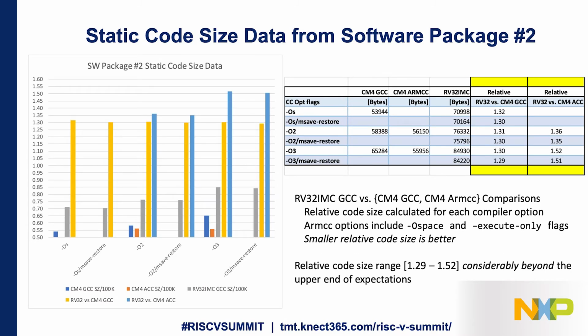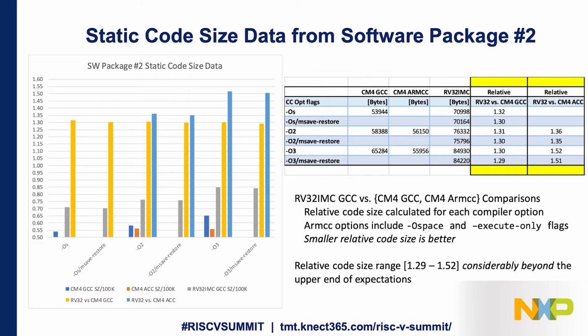This is the second software package results. Again, same format. Here, though, we have an added compiler in the mix. So the first data column on the table shows the Cortex-M4 sizes. That's followed by the ARM CC code sizes, and then the column next to that is the RISC-V sizes.